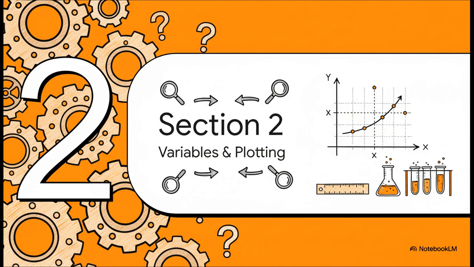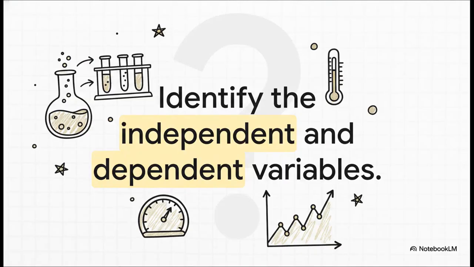We're starting with the fundamentals, identifying the variables before we move on to the big one, plotting a graph. This is where a ton of marks can be won or lost, so let's make sure we nail it. Okay, first question up is an absolute classic. They want you to name the independent and dependent variables.